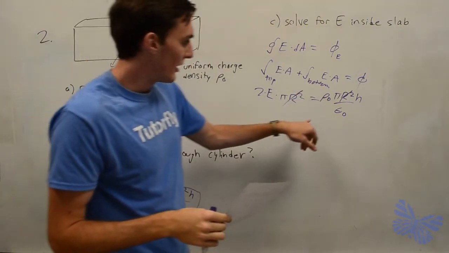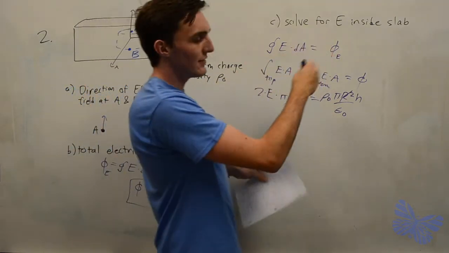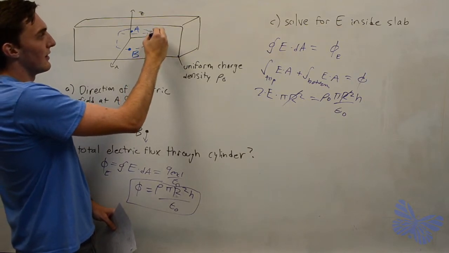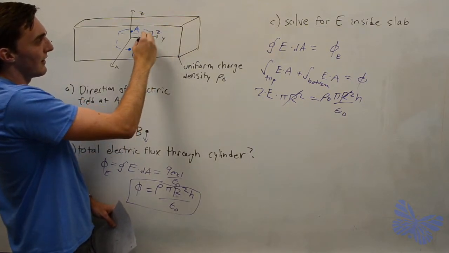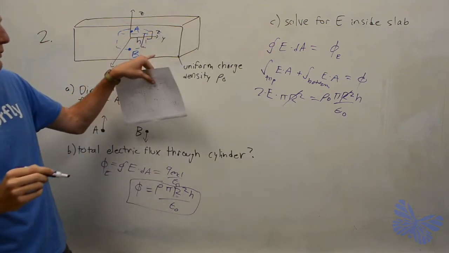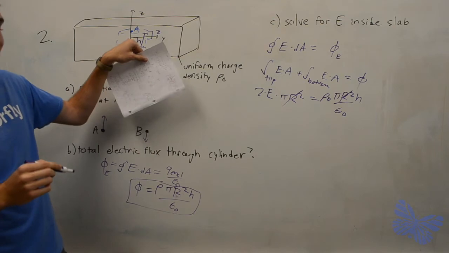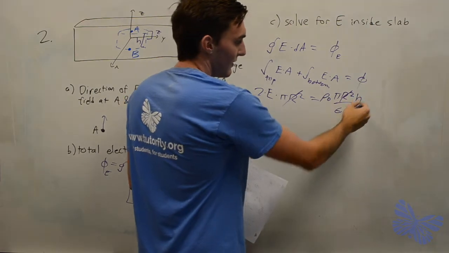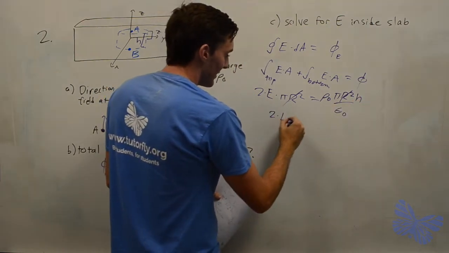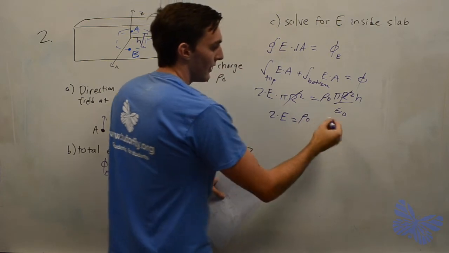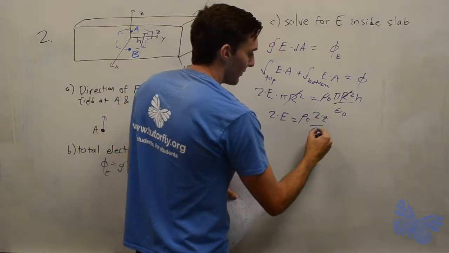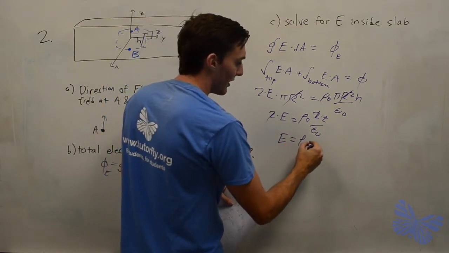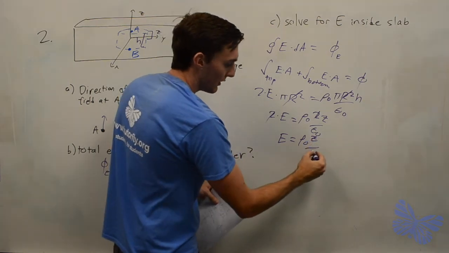We're also supposed to solve this as a function of z. If you look here, if this is z, then this is h. We can see pretty plainly that z is just going to be h over 2. That means h is 2 times z, so we can plug that in here. We'll get 2 times E equals rho naught times 2z over epsilon naught. These 2's will cancel, and our final answer is going to be E equals rho naught z over epsilon naught.